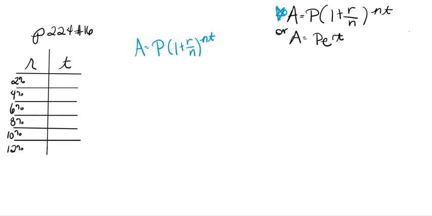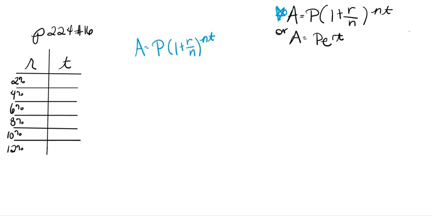P is our principal. It doesn't tell us how much we invested. We just want to know how long it's going to take us to triple our investment. And then, of course, n, it says it's annual. That means it's one time a year. So n will be 1. R, we're going to plug it in every time to figure out what t is.